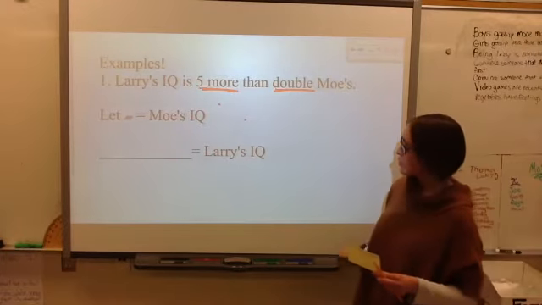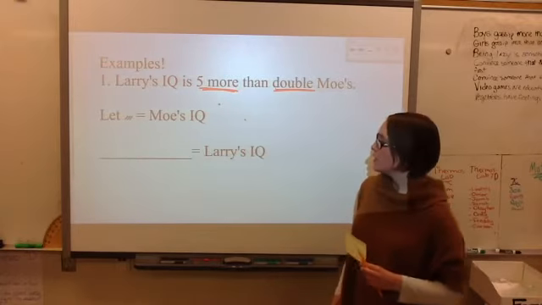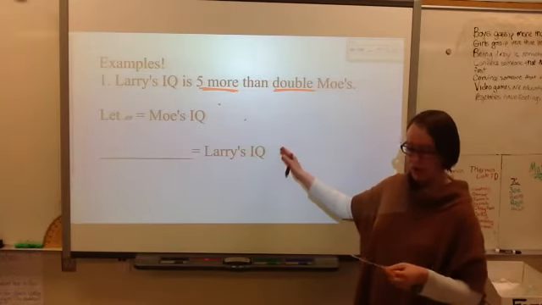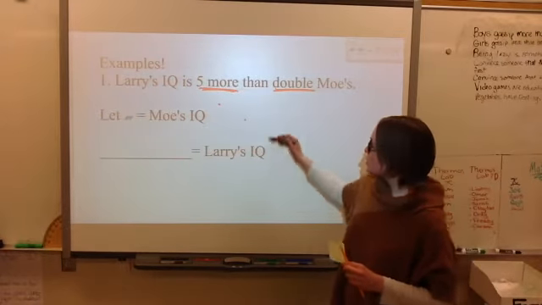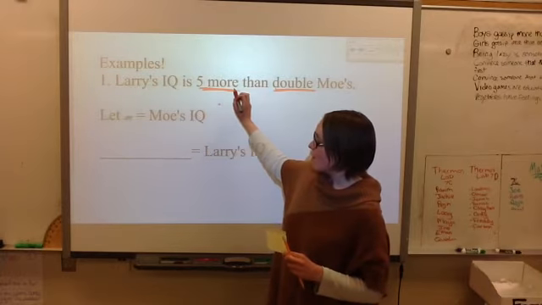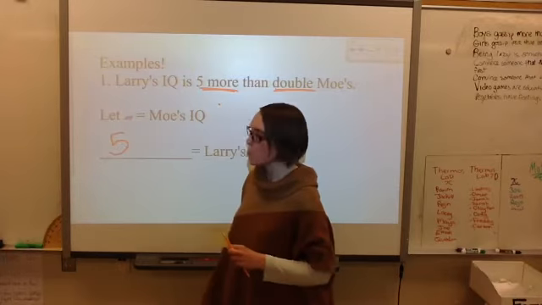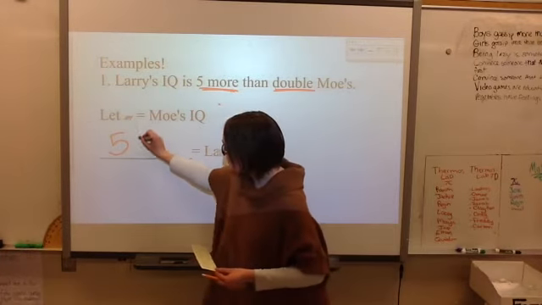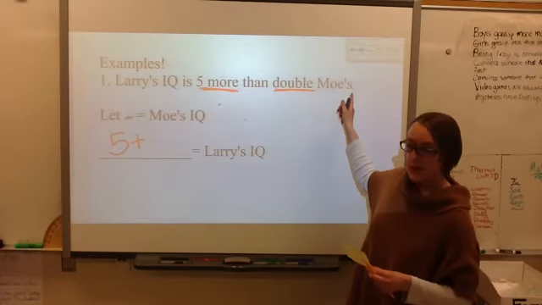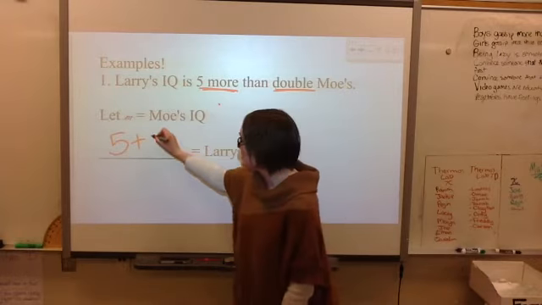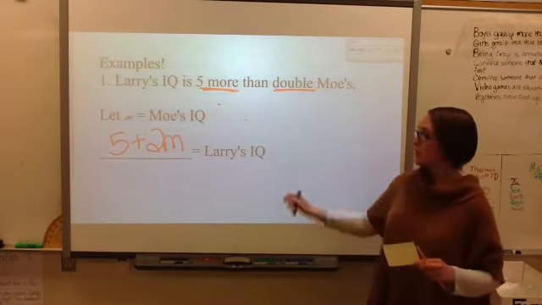And so what we want to try to do is, if we let M equal Mo's IQ, we have to try to write a let statement to equal Larry's IQ. So if we just bring down our numbers from the statement, 5 more than, 5 more, that would mean adding. And then double, we have to times Mo's IQ by 2. So 2 times Mo's IQ would give us Larry's IQ.